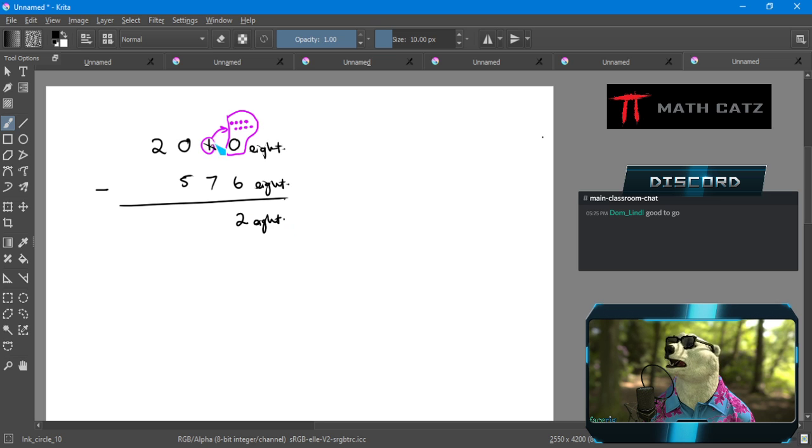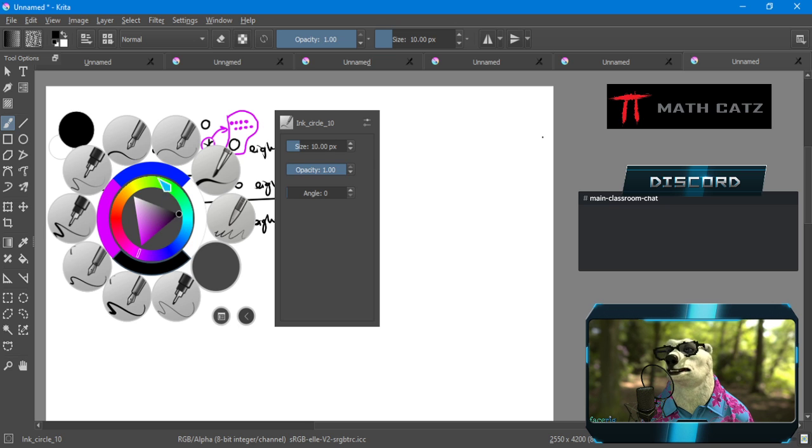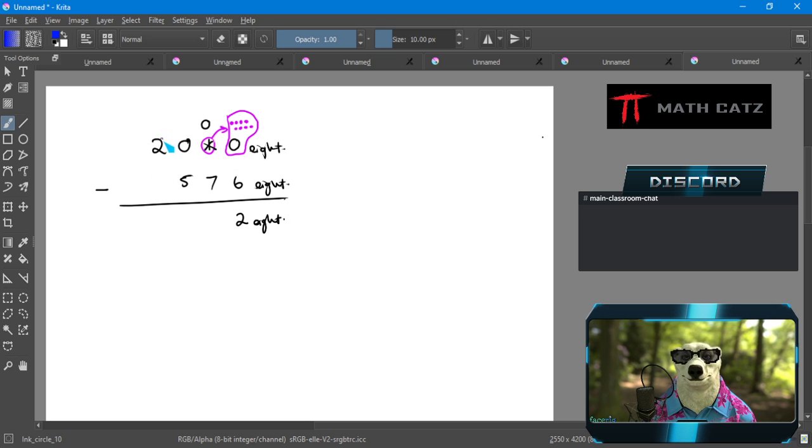Now that guy is gone, right? Now I have nothing. I should update that to a 0. 0 minus 7? Nope. So I go and borrow. There's nothing to borrow, so I go and borrow from the 2. Let's get another color. Let's go blue. Blue it is. So then I go borrow, updating that to a 1. I borrow 8 things. What you use to represent those things, that is completely irrelevant.